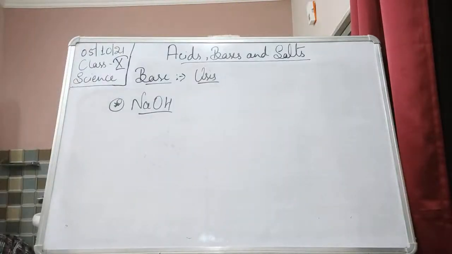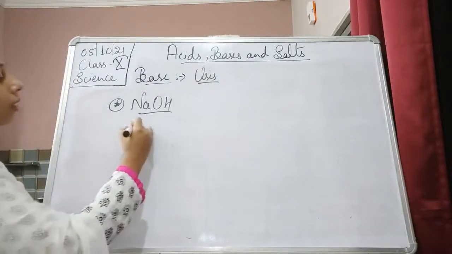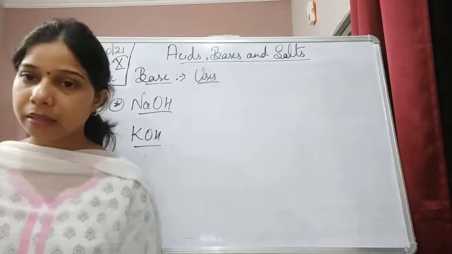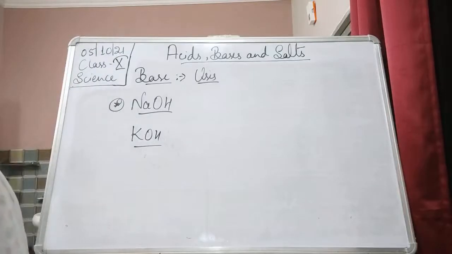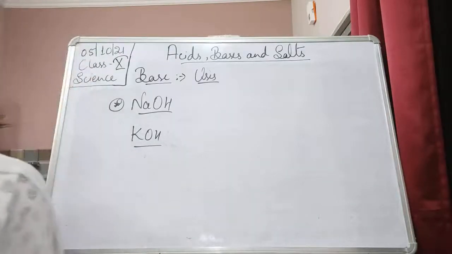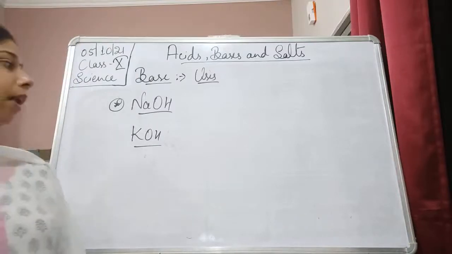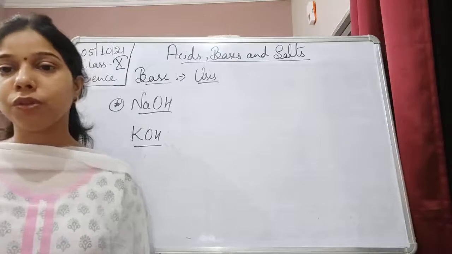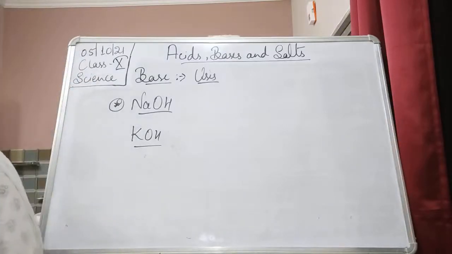Second one is potassium hydroxide, which is represented by KOH. It is used in making fertilizers, as there is a need for potassium. It is also used for making soft soap and liquid soap, as well as it is used as an alkaline in batteries in order to conduct electricity.